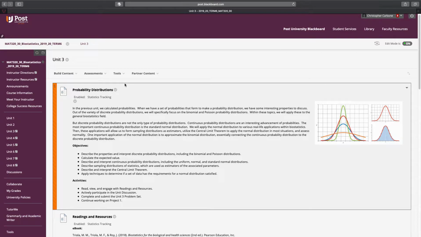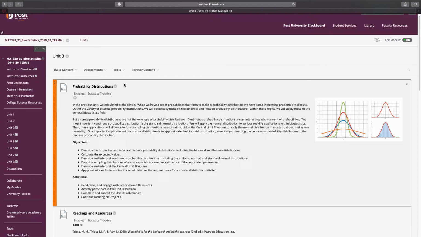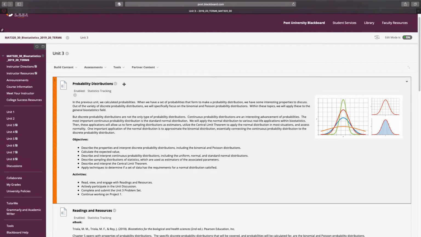Unit 3. And Unit 3 is on probability distributions. And as you may recall, we have several of these different types. But despite the fact that we have multiple different types of both discrete and continuous probability distributions, we will be focusing on specific ones, as you will see in this unit.